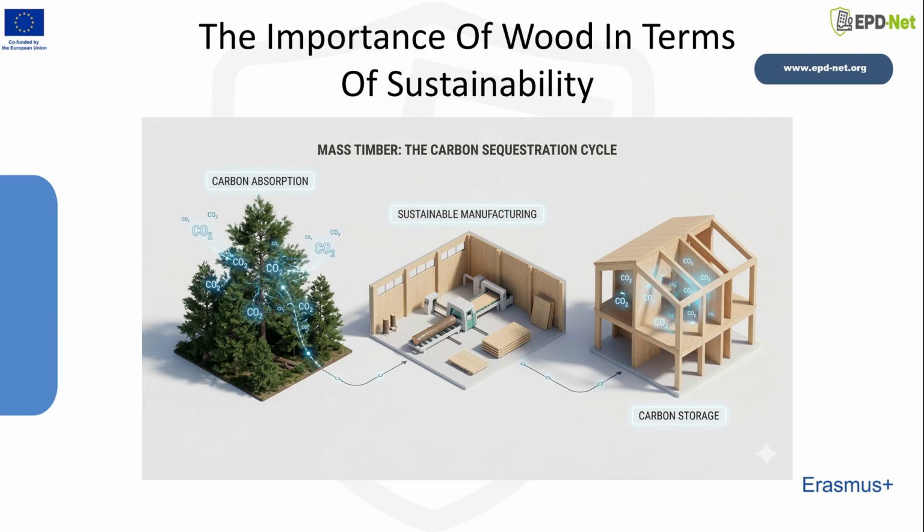It is lightweight in comparison with many other structural materials, yet it can provide significant strength when used correctly. This favorable strength-to-weight ratio may reduce transportation energy, and can also be beneficial in seismic regions, because lighter buildings generally experience lower seismic forces. Wood is also relatively easy to process. It can be cut, joined, shaped, prefabricated, and assembled with lower energy inputs than many industrial materials.